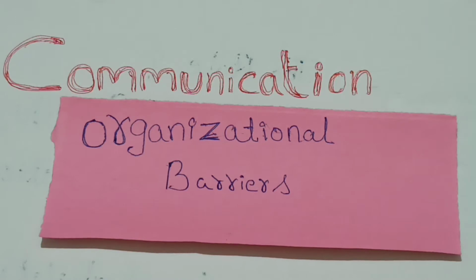The next is physical distance between the employees. The next is organizational culture. It impacts freedom and trust. Also organizational rules and regulations, power structure in the organization, and complexity in organizational structure. The next is inadequate facilities and opportunities, and lack of cooperation between the senior and subordinate. So these are the problems that arise in organizational barriers of communication.